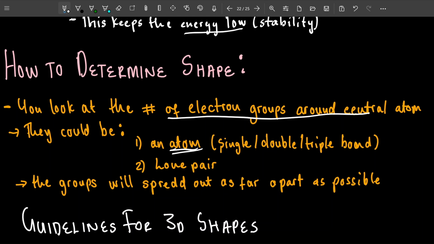Those are two electrons together, right? Now, we don't care whether the bond is a double bond or a single bond or a triple bond. It's going to be the same. So you look at an atom.